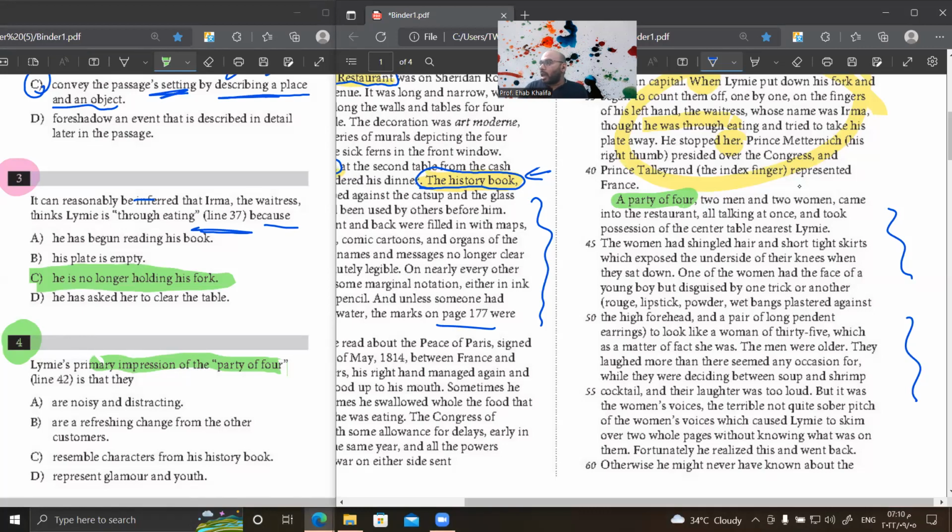Laimi was reading a book, and I ask you to read or skim this paragraph quickly to figure out Laimi's impression about the party of four. When you get to the answer, send it. Skim quickly. Skim means skip description of men and women. If I have a description of the table, skip it. Of the walls, things like that, skip all of that.